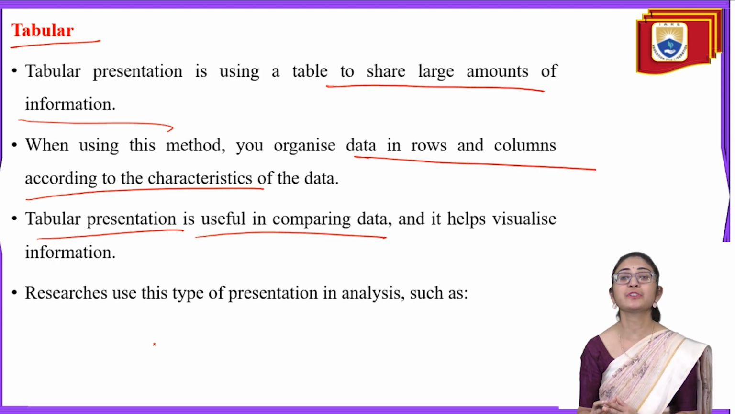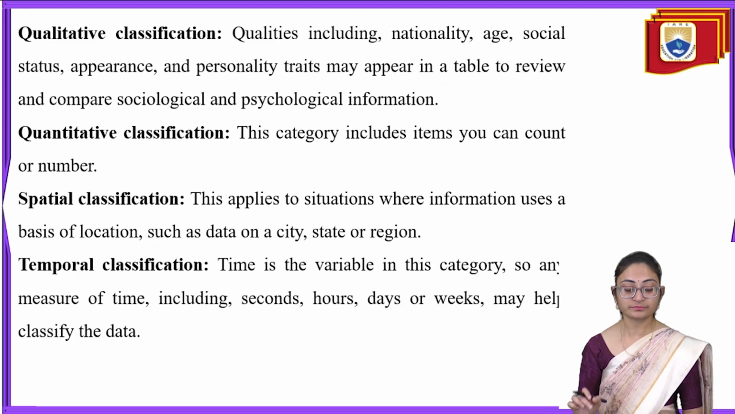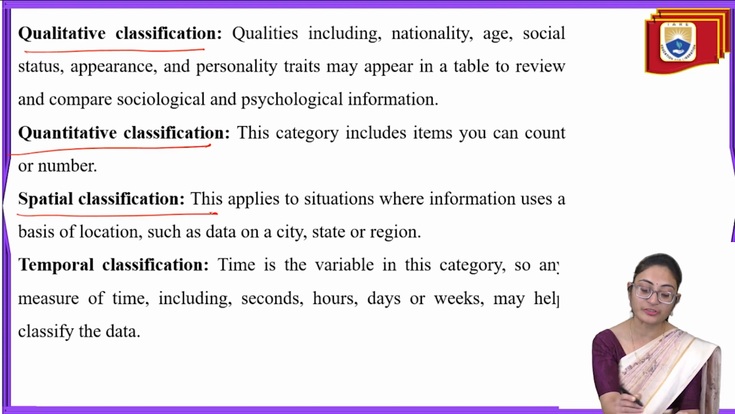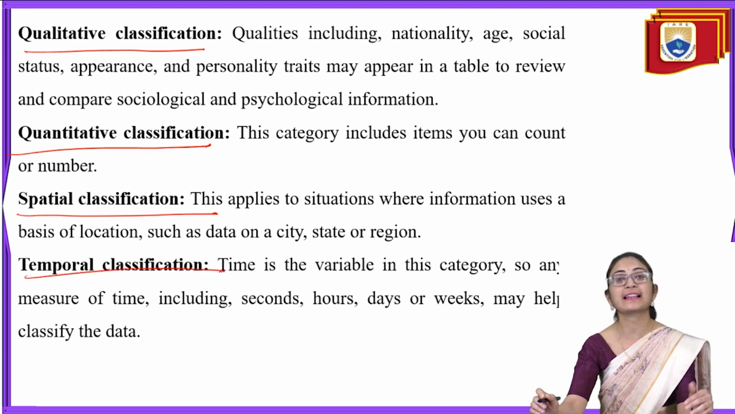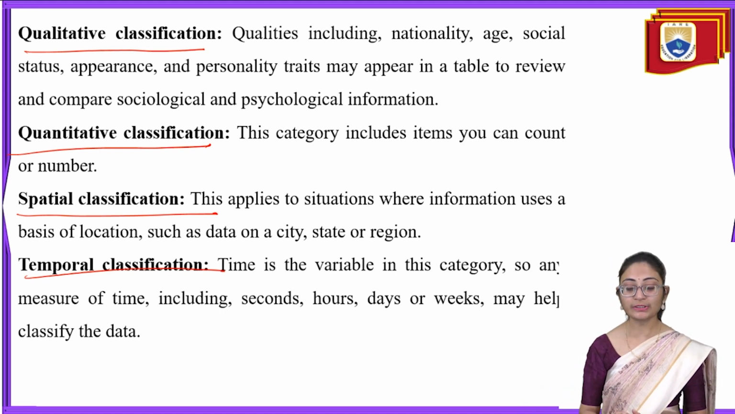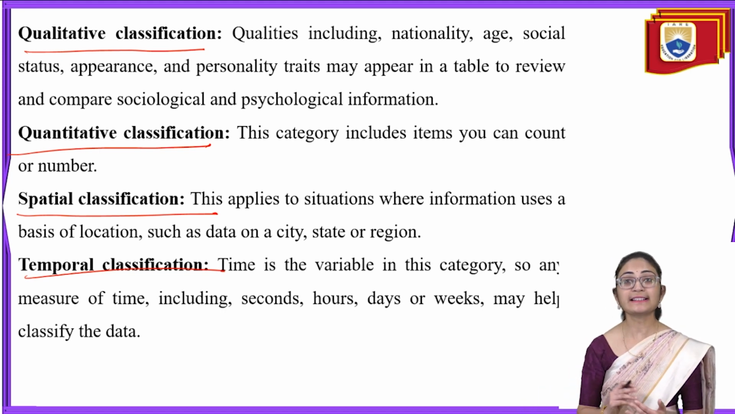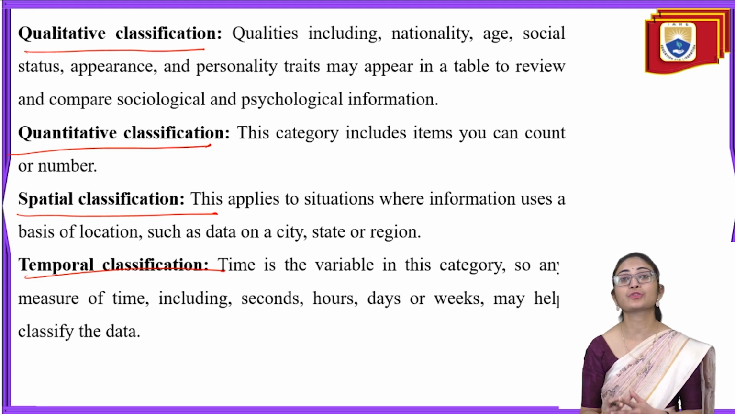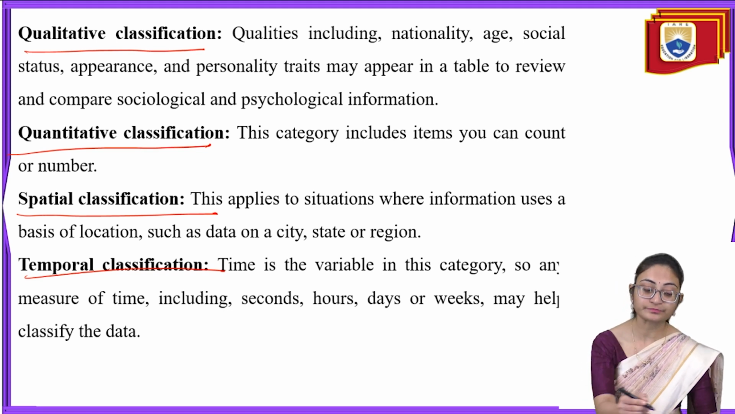Researchers use this type of presentation in analysis such as qualitative classification, quantitative classification, then spatial classification and temporal classification. The qualitative classification includes qualities like nationality, age, social status, appearance, personality traits, which may appear in the form of a table for viewing and comparing sociological and psychological information.